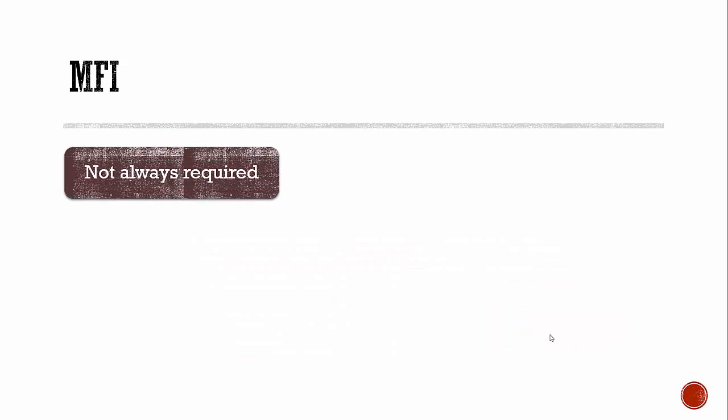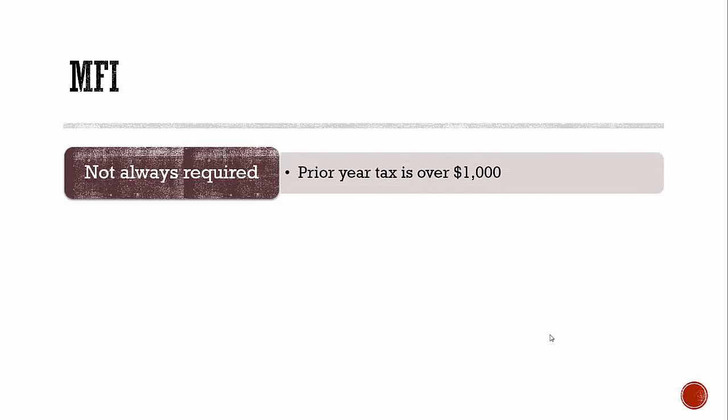Now, here are some general rules with the mandatory first installment, right? Because you might say to yourself, hey, I've never done one. I've never had to file. Our accountant never provided us with an MFI. So the answer is it's not always required. The MFI is only required if the prior year tax is over $1,000. It's actually really the 2 years prior, but for simplicity for this course, we're just going to say it's the prior year's tax is over $1,000. If your tax has not been over $1,000, then you weren't required to file one.